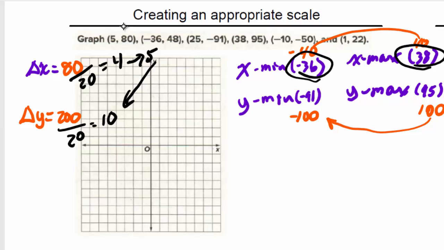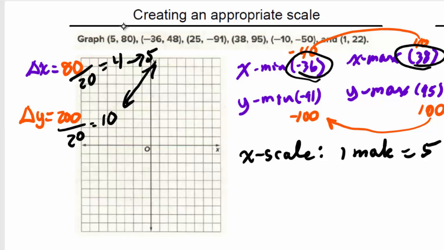These two numbers do not have to be exactly the same, but they do need to be appropriate so that you can fit every data point on the graph. So our x scale will be 1 mark is equal to 5. Now I don't have units on there, so all I can do is say 5. And our y scale is 1 mark is equal to 10.